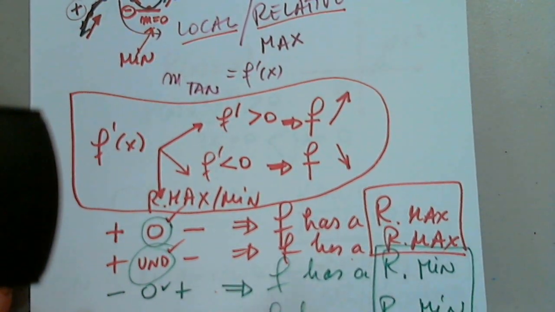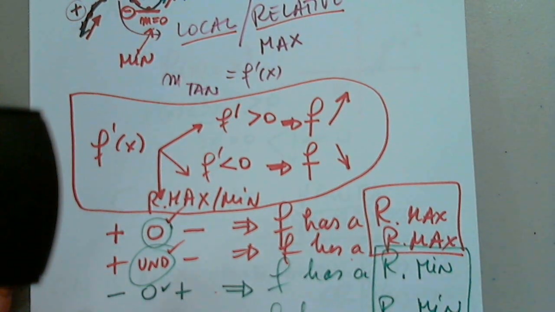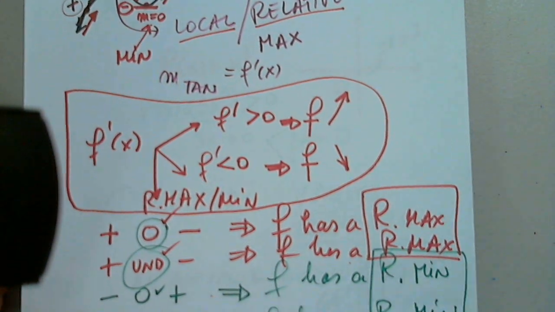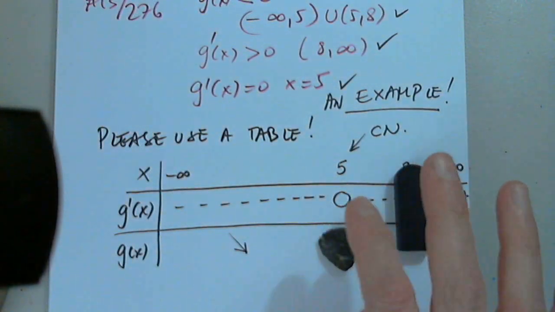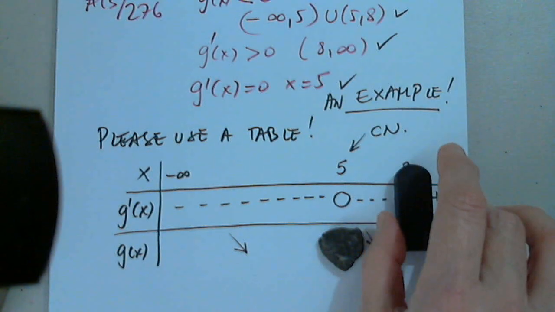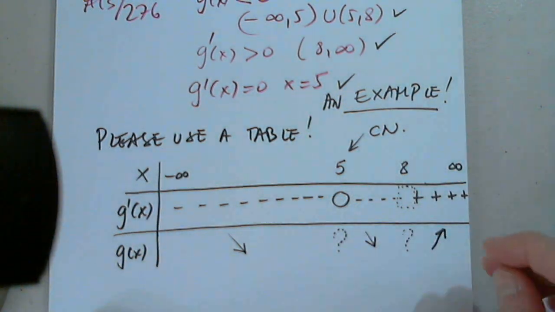Negative, 0, positive would have been a relative min. But it's negative, 0, negative. That's why this is not a max or a min. We cannot make it a max or a min. Okay, now let's move on to the next one.